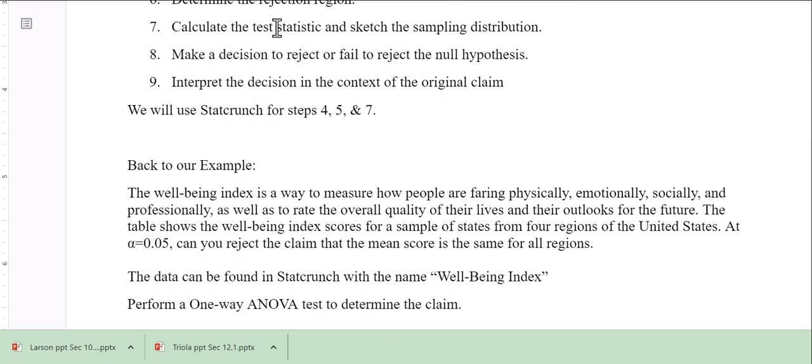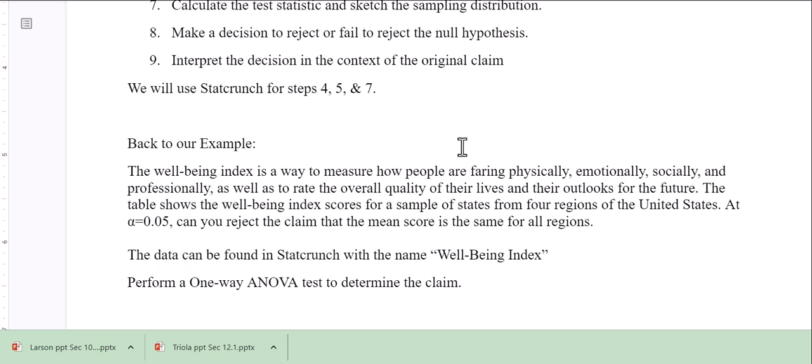We won't calculate the test statistic by hand. We're going to rely on StatCrunch for that. And then we're going to look at our p-value and make a decision. Do we reject or fail to reject the null hypothesis? Then we interpret the decision in the context of the original claim.